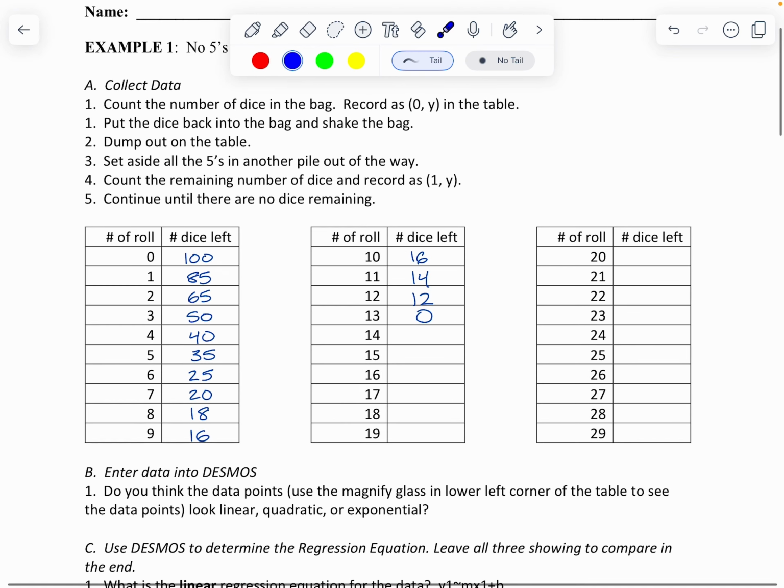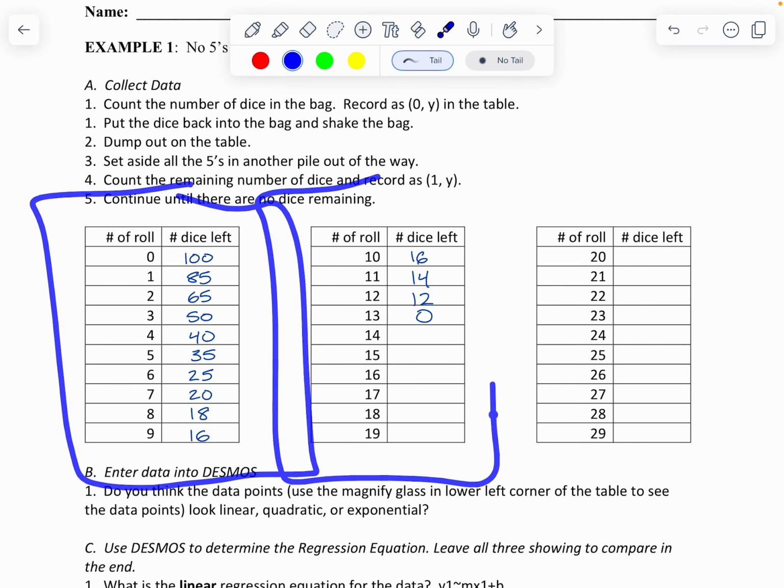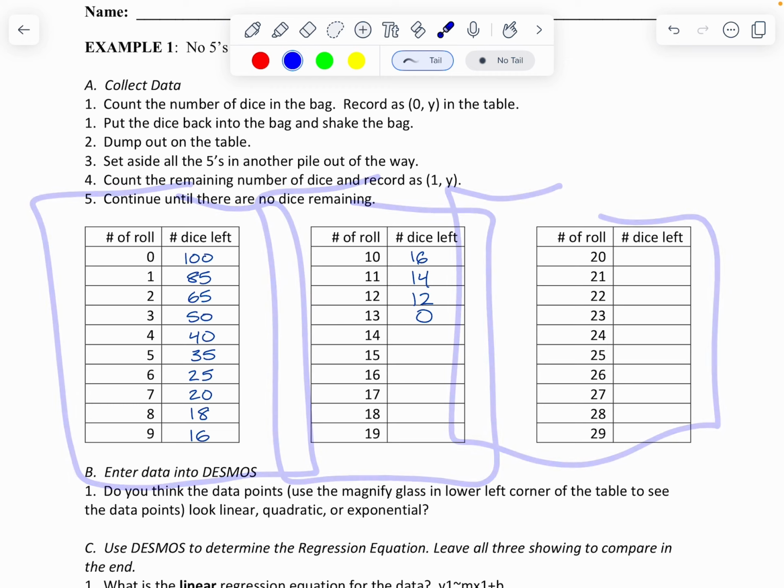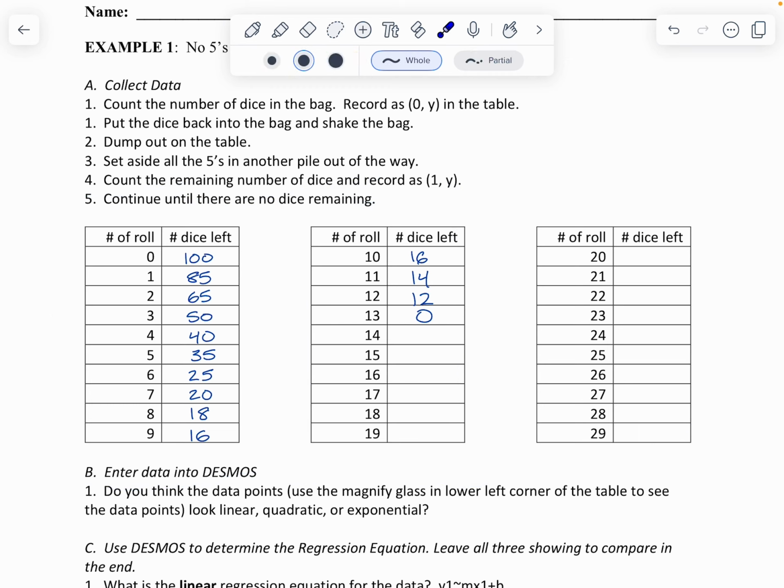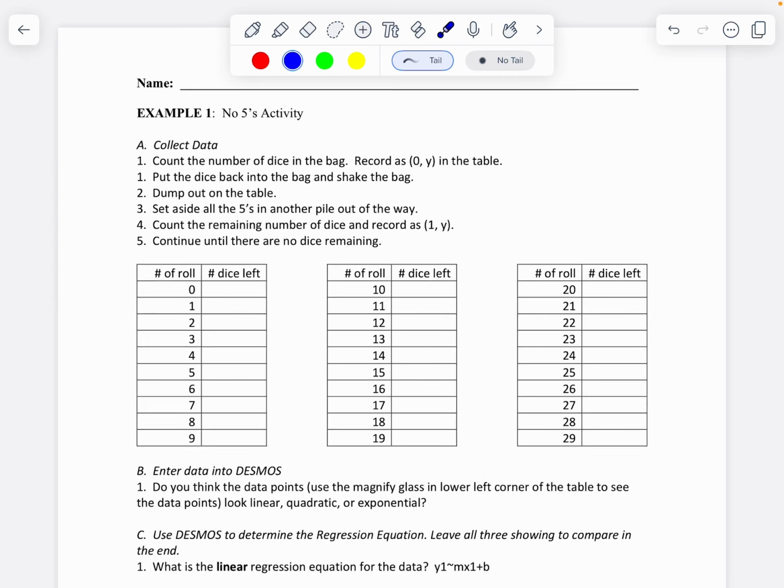Okay, so just make sure you're not separating these into 3 different tables. They're not 3 different tables. Make them 1 long table. From there, whatever you get from your data should match what your group gets.